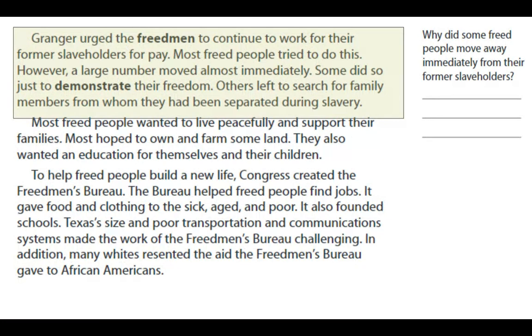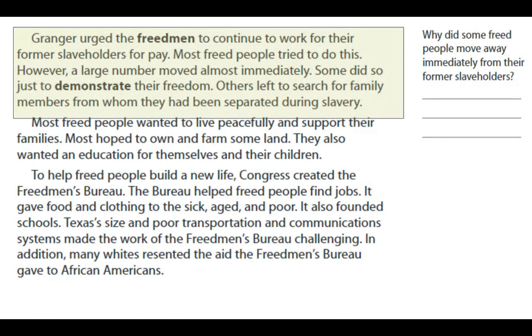Granger urged the freedmen to continue to work for their former slaveholders for pay. Most freed people tried to do this. However, a large number moved almost immediately. Some did so just to demonstrate their freedom. Others left to search for family members from whom they had been separated during slavery. Most freed people wanted to live peacefully and support their families. Most hoped to own and farm some land. They also wanted an education for themselves and their children.